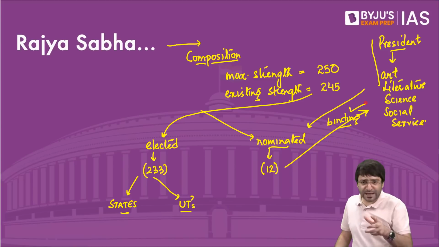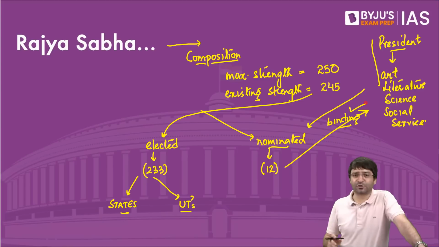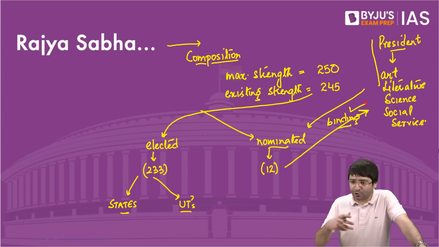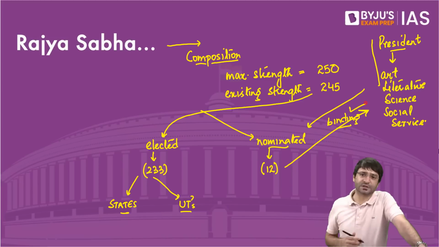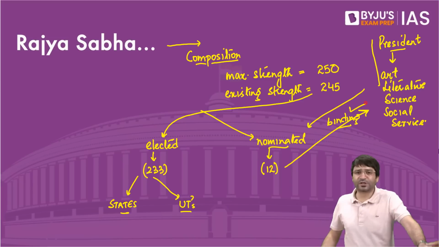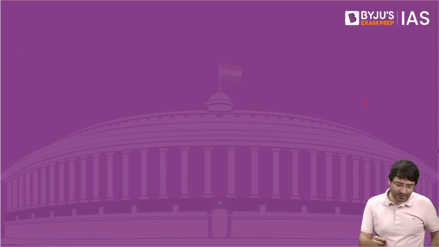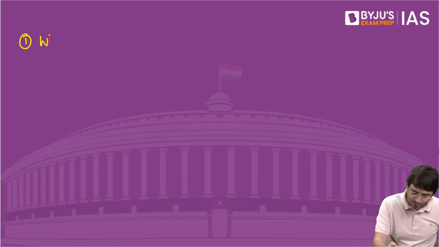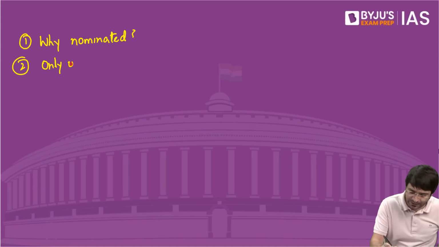And who are these 12 MPs to Rajya Sabha? Those individuals who have performed well, who have contributed brilliantly in the field of art, literature, science, social service. And 12 members are to be nominated by the president. But the questions are two. Number one, why nominated? And number two, only on the grounds mentioned?